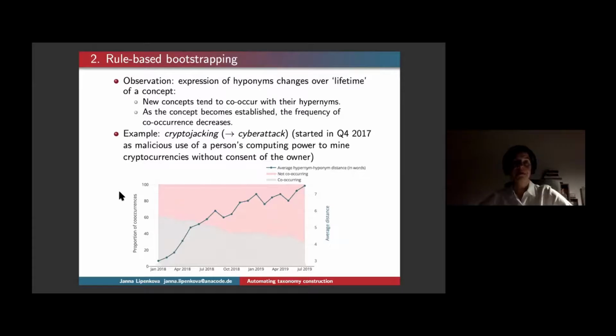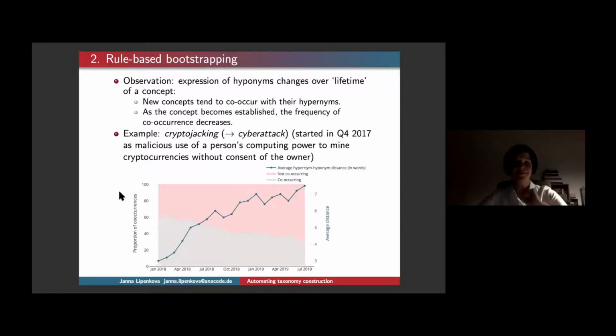Then second step, the rule-based bootstrapping. Here we actually have made a very interesting observation already some years ago. And the observation is that, as said, rule-based bootstrapping is about co-occurrence of hyponyms with their hyperonyms. And we have made the observation here that expression of hyponyms changes over the lifetime of the hyponym. So specifically, when a new very specific concept appears, then it tends to occur with its hyperonym. That's because the author obviously wants to somehow explain the concept and allow the reader to classify the concept and to categorize it correctly. But then as the concept becomes established, the frequency of the co-occurrence decreases, because then authors in turn want to reduce the redundancy in the data. They want to write shorter, more concise texts and so on.